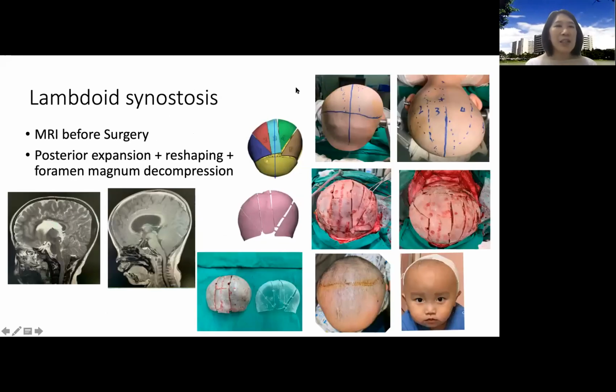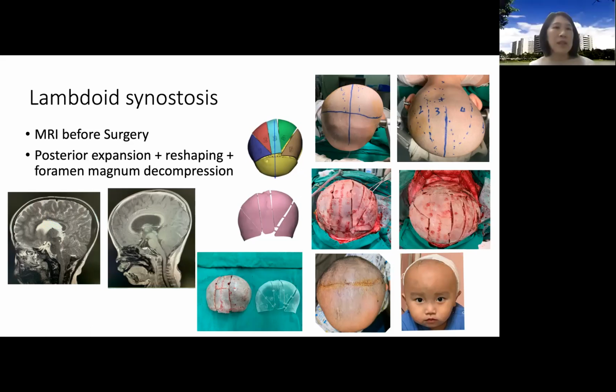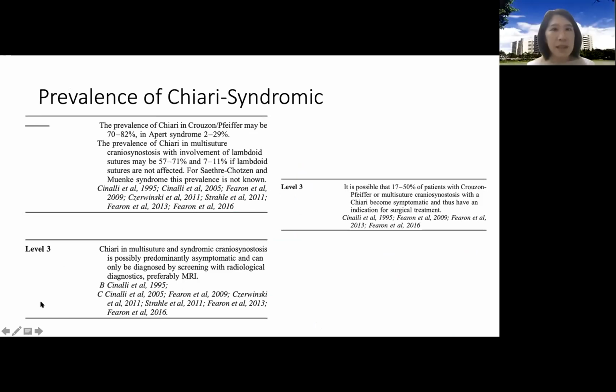So like this case of a lambdoid synostosis, we usually do MRI before the surgery because we want to know if he has a Chiari. Like this case, he has a Chiari, so we do posterior expansion and also reshaping and foramen magnum decompression. Of course, for the syndromic cases, there's a high incidence, like Crouzon and Pfeiffer. If it is Apert, then the incidence is lower than Crouzon and Pfeiffer.